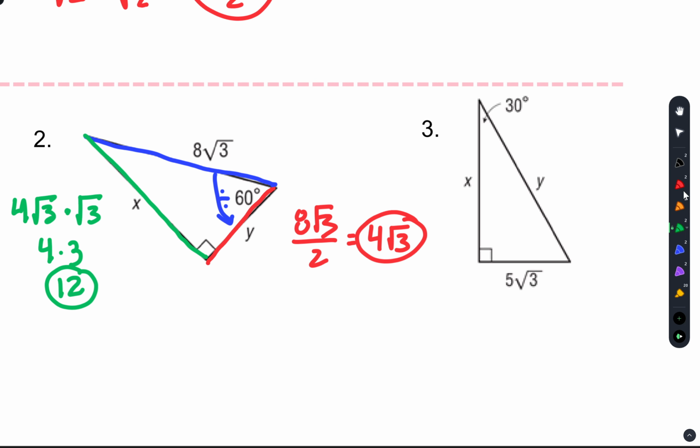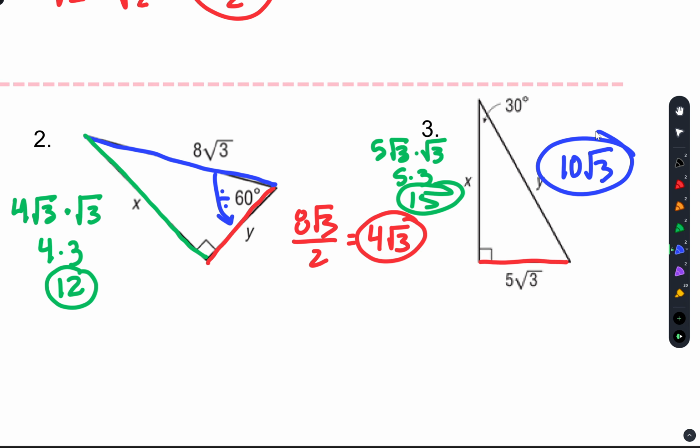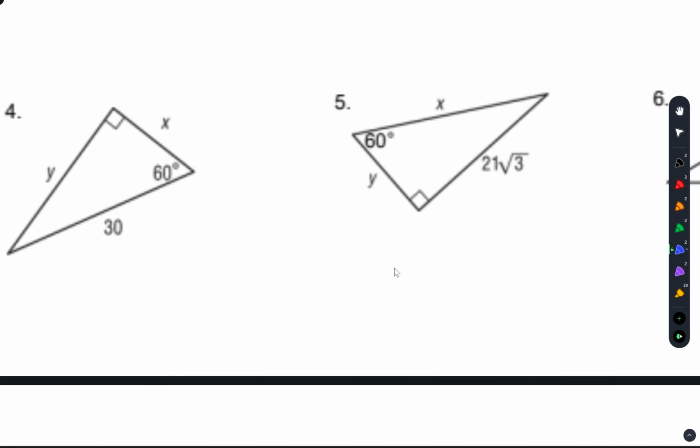In number 3, I start with the short leg, which is always good news for me. I'm going to take that short leg and multiply it by 2 to get the hypotenuse. That's 10 radical 3. Then I'm going to take that short leg once again, 5 radical 3, and multiply by radical 3. 5 times 3 is 15. Any questions there? Hopefully it's clicking, it's making sense.